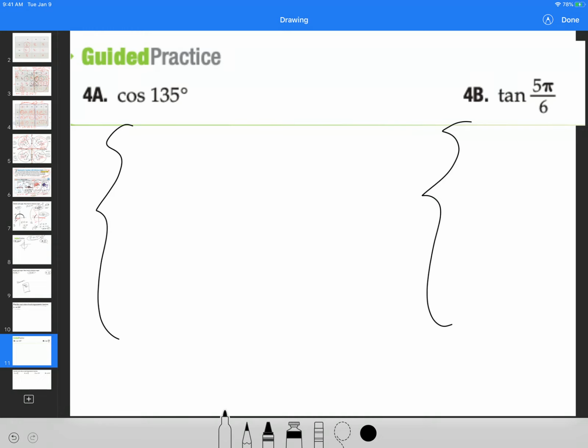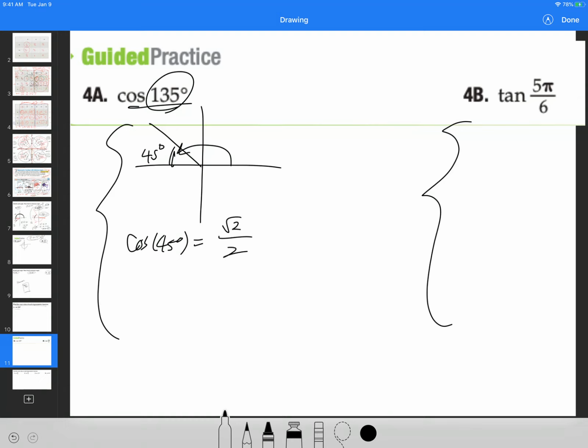Assuming that you guys have already finished this, now let's go over this together. Cosine of 135 means that I need to find the reference angle of 135. The reference angle here will end up being 45 degrees. So I'm going to do the same thing as saying cosine of 45 degrees, which ends up being root 2 over 2. Am I done? Absolutely not, because I need to check for signs. Always. Check for signs should be your last step.